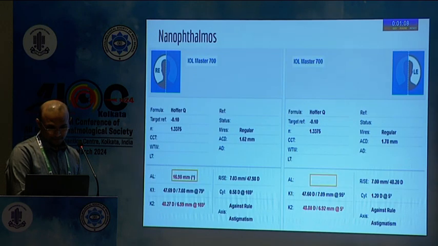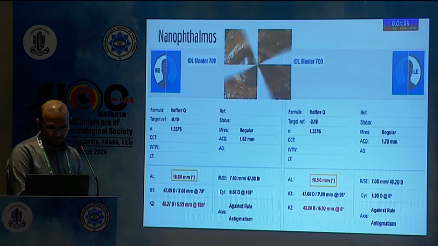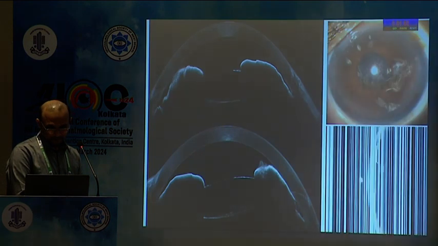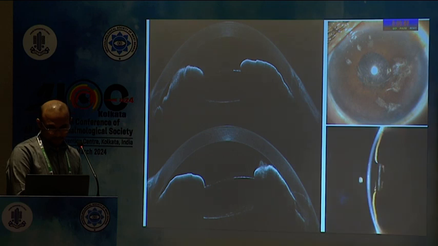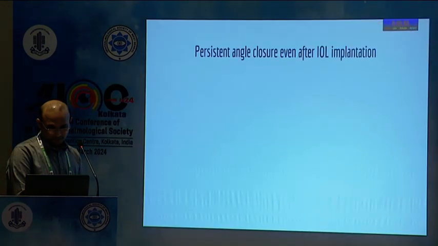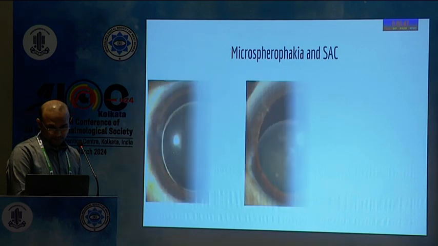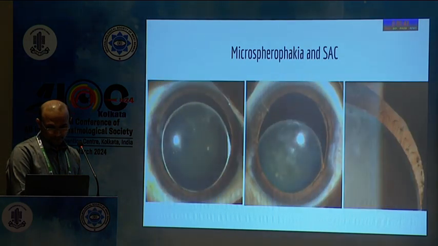This is the biometry of a nanophthalmic patient who underwent cataract surgery with IOL implantation. As seen here, the anterior chamber depth is shallow even after cataract surgery. UBM also shows the same, with a persistent angle closure. The weak and abnormally elongated zonules in microspherophakia cause an anterior movement of the lens, leading to recurrent angle closure attacks.